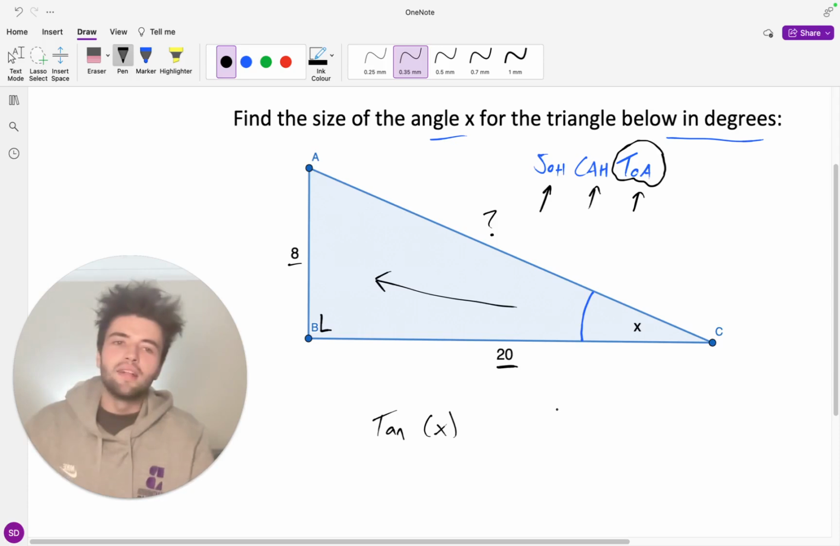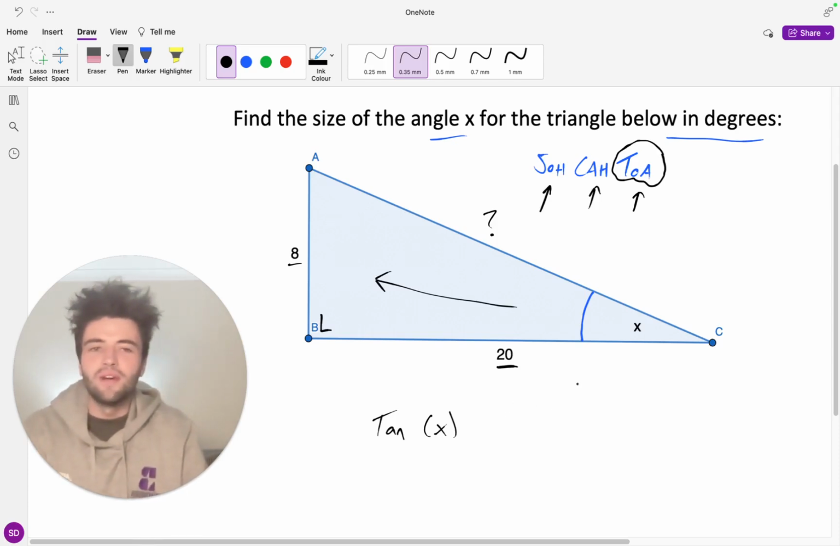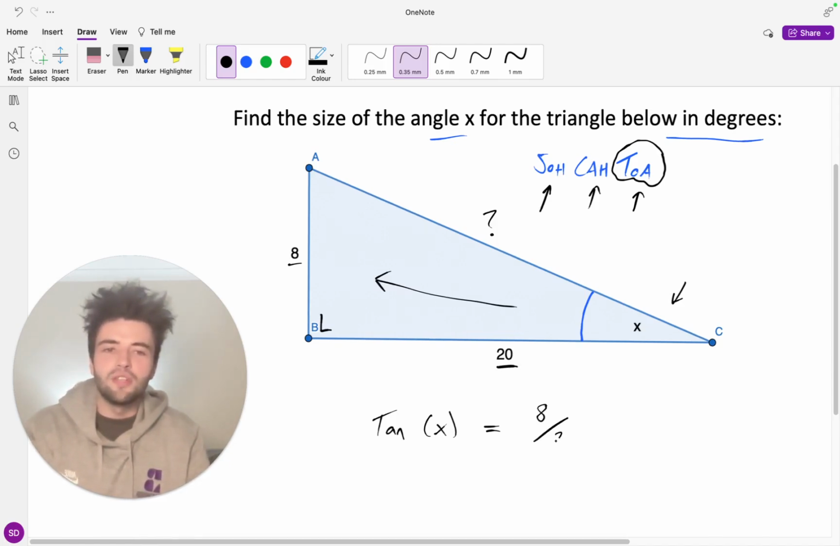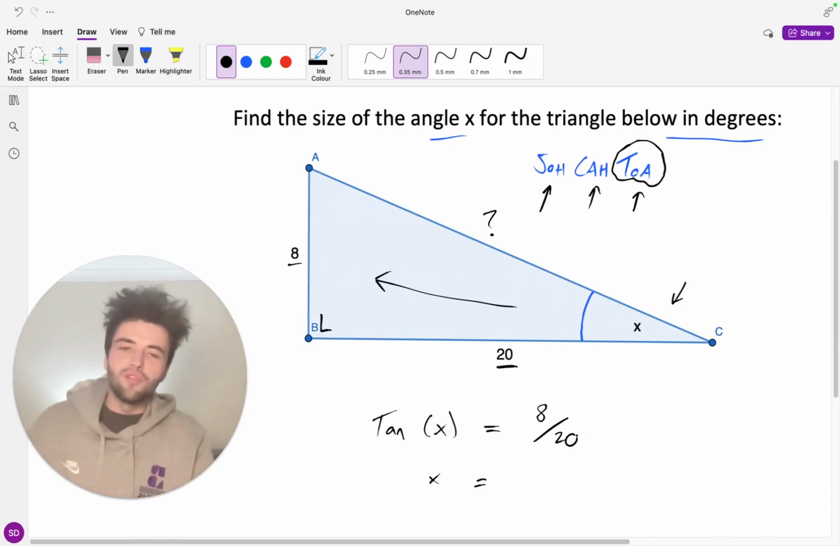And so what we basically know is that tan of x, so x is the angle in question here, which once again we're going to be finding. So the tan of x is going to be equal to the opposite, which is 8, over the adjacent, which is 20. And so what this means is that we can actually invert the function.